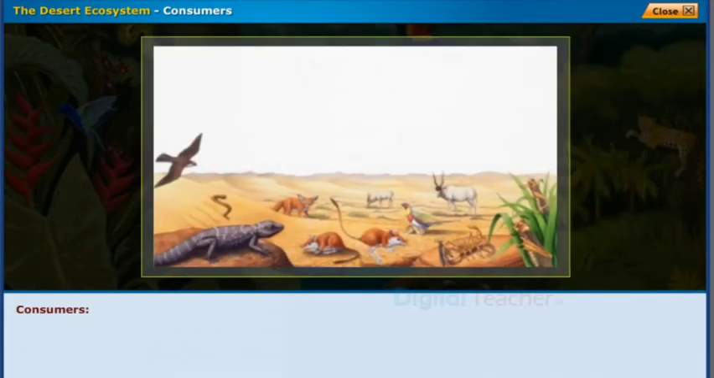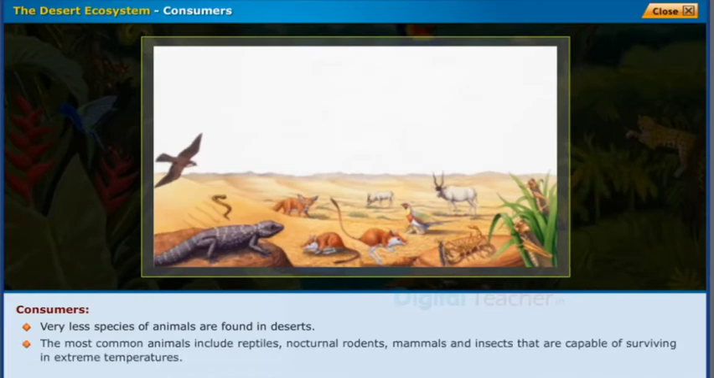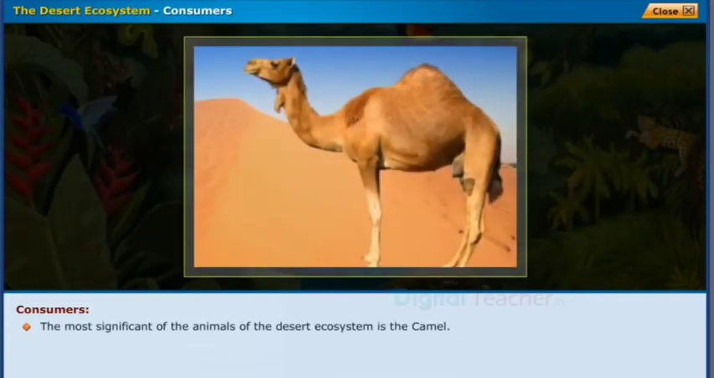Consumers. Very less species of animals are found in deserts. The most common animals include reptiles, nocturnal rodents, mammals and insects that are capable of surviving in extreme temperatures. Some birds are also found in these desert areas. The most significant of the animals of the desert ecosystem is the camel.